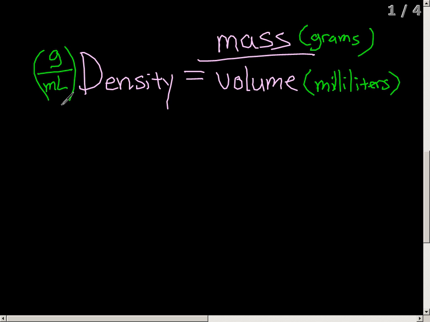And density for a given substance is constant for the substance. Water's density does not change. Iron's density does not change. You can have different amounts of iron, but they would all have the same mass if you have the same volume. The ratio is always the same for density.